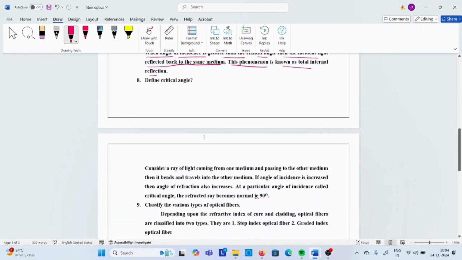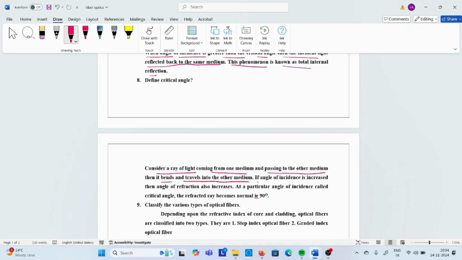So, in order to understand the critical angle definition, we have to consider a light ray that is coming from one medium and passing into another medium. At the separation between the two mediums, this light ray bends into another direction. This bending of light is called refraction.